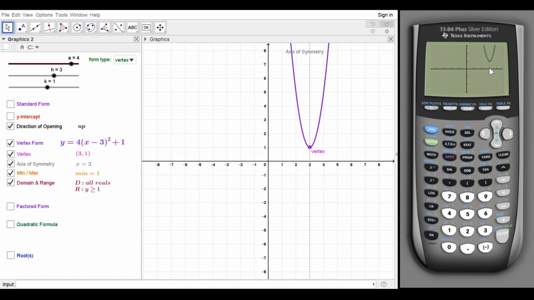I mean, it looks like it's 3 comma 1, but it would be a lot easier if the calculator could tell me. So if I hit second trace, I'll pull up the calc features. Now, knowing that it was going up means that this had a minimum. So I'm going to choose option number 3. Now it's going to ask me for a left bound, which means I need to set my cursor to left of this vertex. I am left of it, but it's very hard for you to tell if you're not paying attention to these coordinates down here.